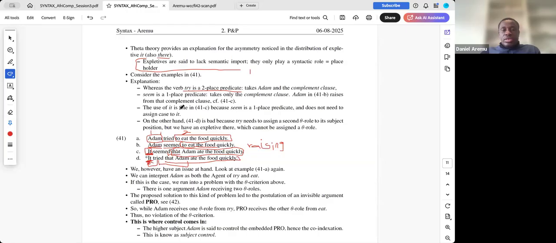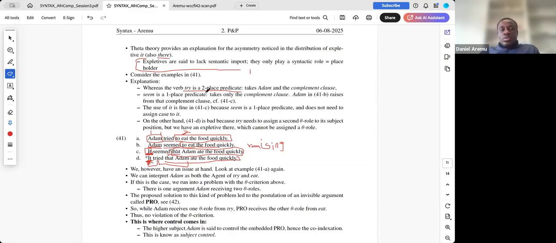Semantically, it is representing. No, I won't say semantically, I will say syntactically. Yes, syntactically, but not semantically, because when you bring in semantics, then it means it should be able to take theta roles, basically.